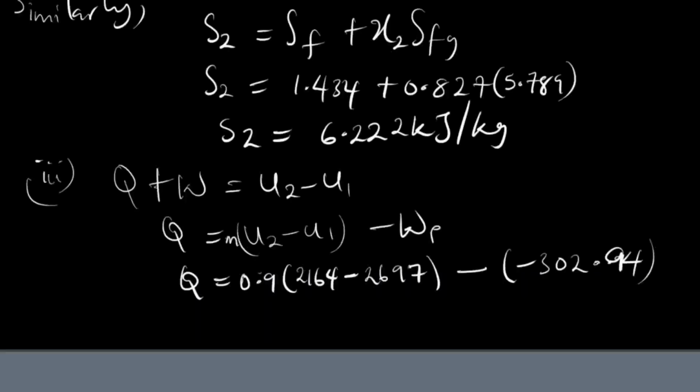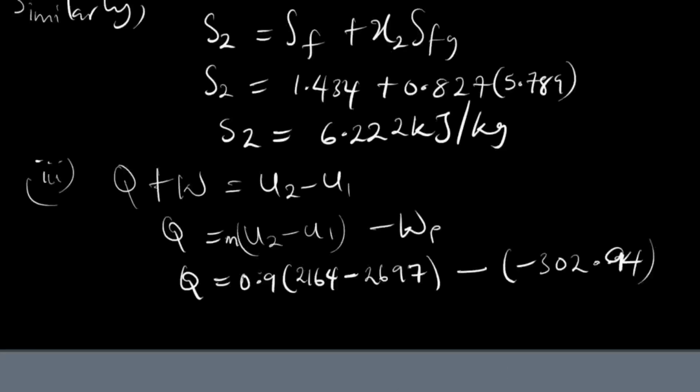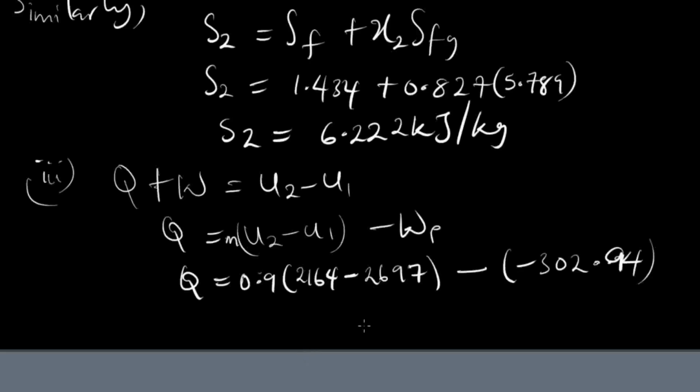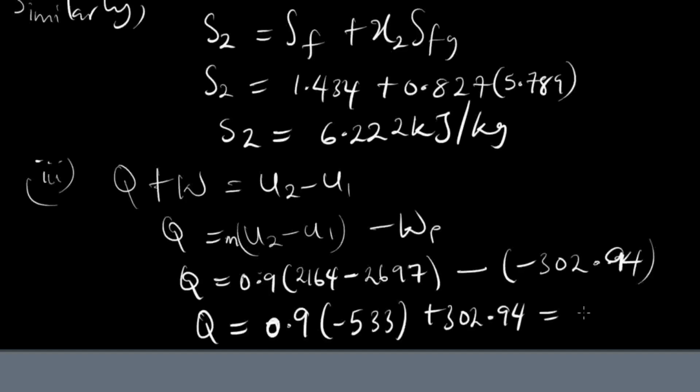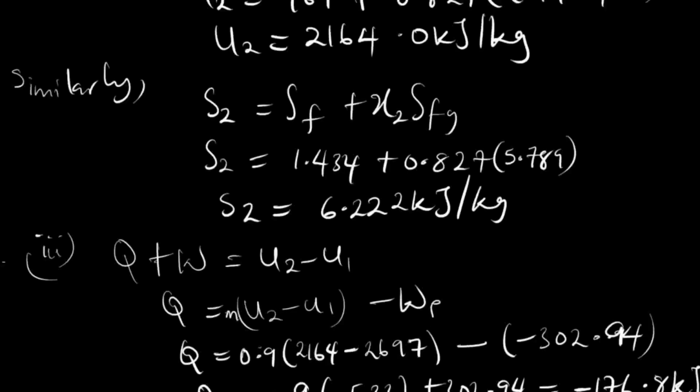So this implies that, let me summarize that. This page is finished, so I'm going to open another page. Let me finish it here. Q will be equal to 0.9 times minus 553 plus 302.94, which will give us minus 176.8 kilojoules. So as you can see, this is what we have.